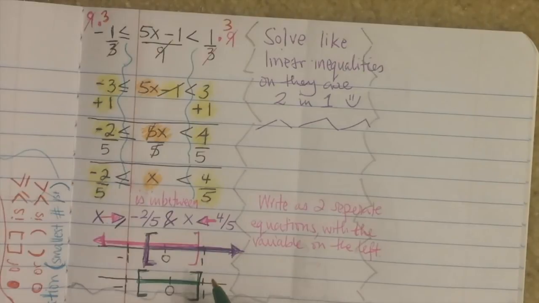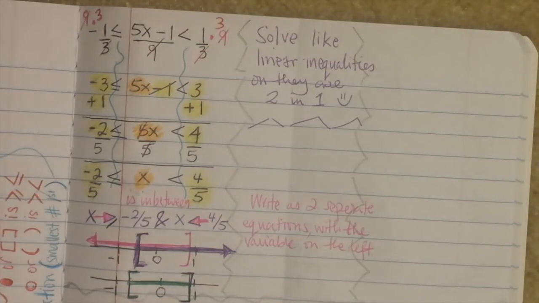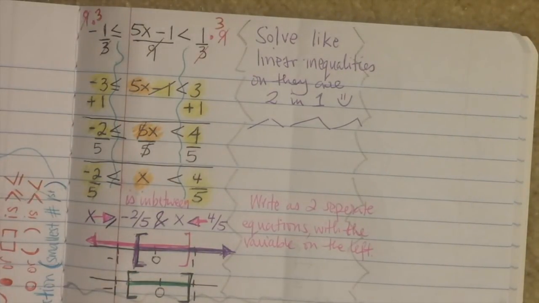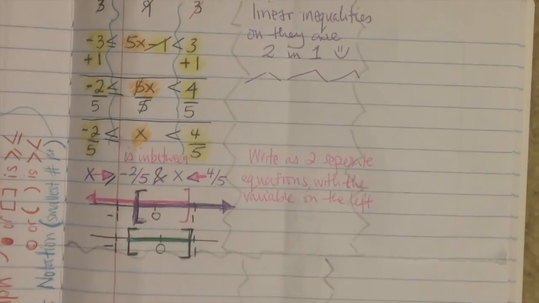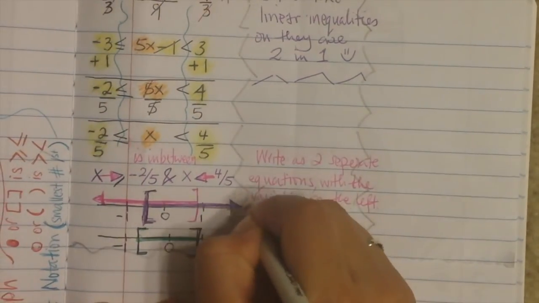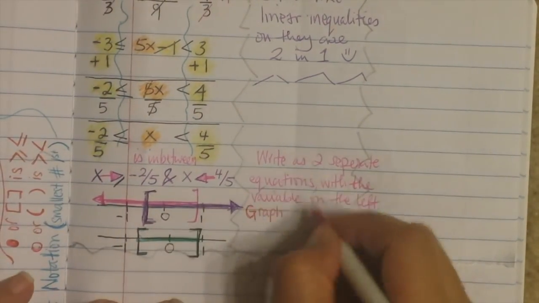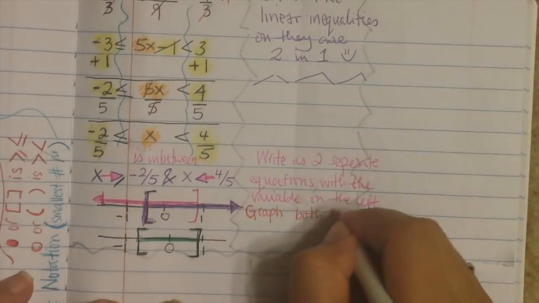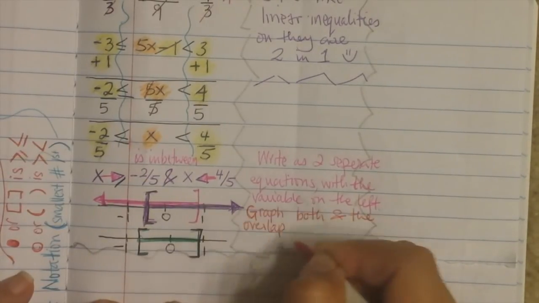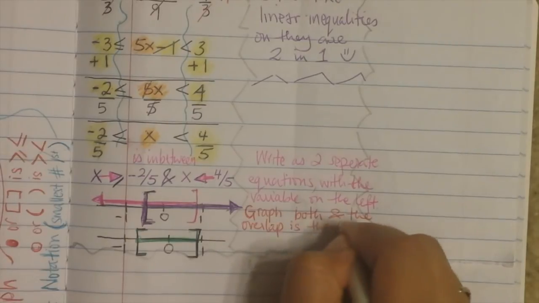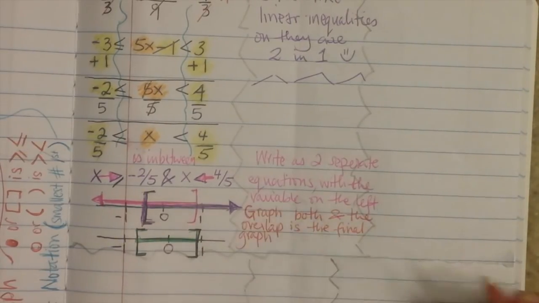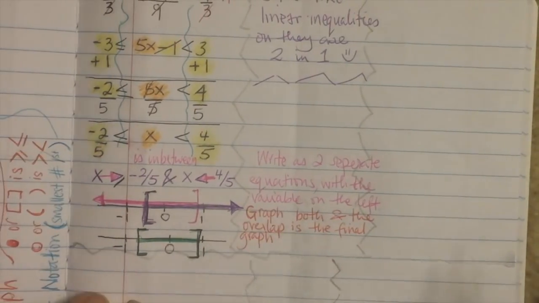I'm sorry, could you correct the one on the right hand side? It's supposed to be an open parenthesis. The one on the right is supposed to be a bracket and then an open parenthesis. And I think I corrected it a little later. Alright, so graph both, and the overlap is the final answer. Graph both and the overlap is the final graph.